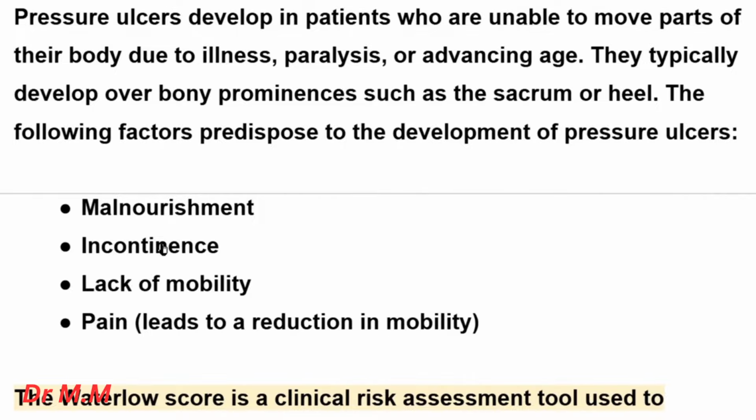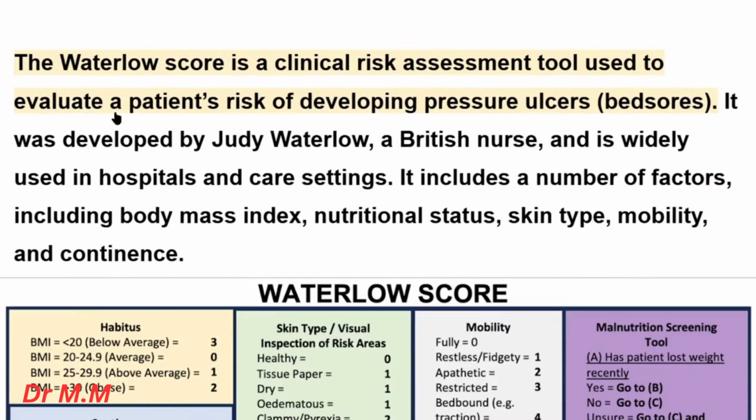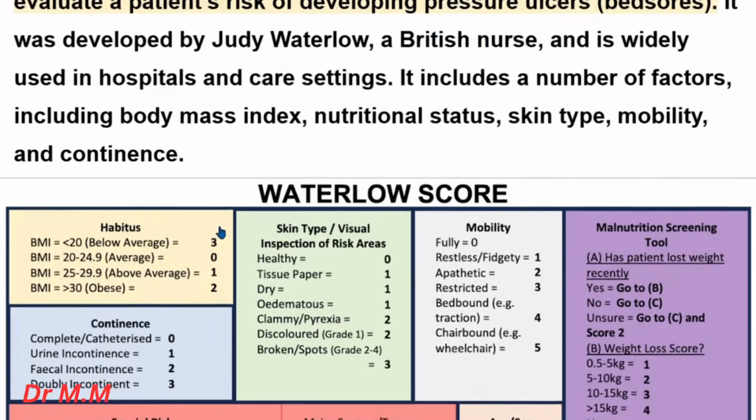The Waterlow score is a clinical risk assessment tool used to evaluate patients' risk of developing pressure ulcers or bed sores. It was developed by Judy Waterlow, a British nurse, and is widely used in hospital and care settings. It includes a number of factors including body mass index, nutritional status, skin type, mobility, and continence.